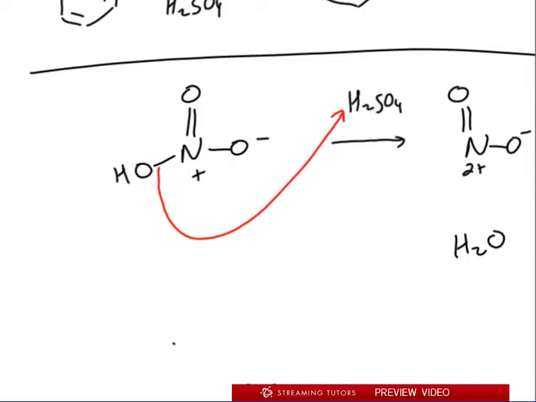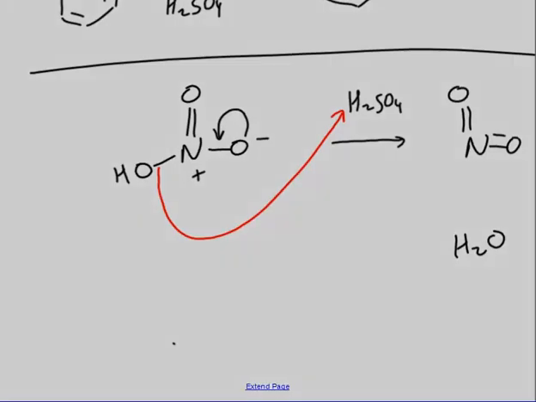Okay? So what that means is, an easy way to do it is to say that this N is double bonded twice to O. Because if this goes here, while that leaves, the water leaves, right? Then you have this right here, NO. This is still positive.